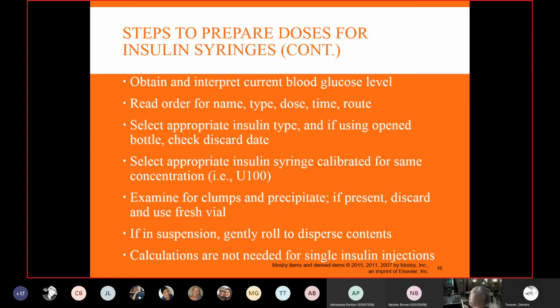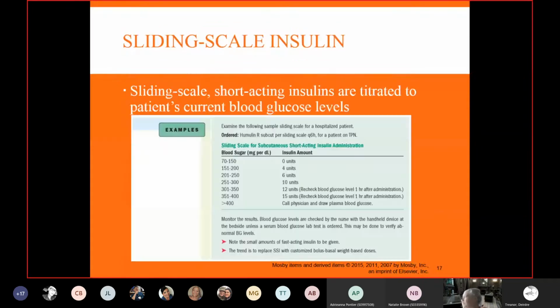So, obtain and interpret blood glucose, read the order, select appropriate insulin type. Kind of just went through all of this. Sliding scale. This is what you guys are gonna commonly see in facilities. They're usually ordered every 6 hours in hospital patients, patients who are on tube feedings, or patients who are on TPN, that total parenteral nutrition. If the patient is eating meals, they'll be ordered AC and bedtime, HS.